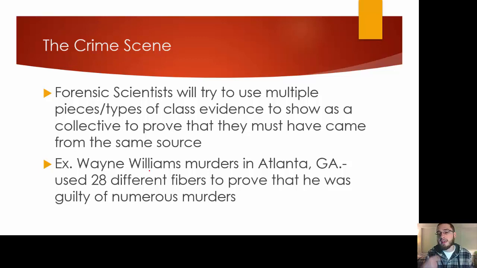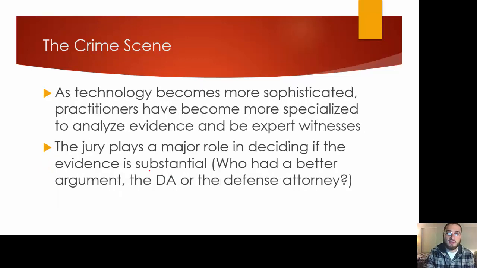So, if you only have one fiber and you say, oh, it's from polyester, a blue polyester sweater, well, that doesn't really do much. But they had 28 fibers, and they were able to prove, hey, there's no way that anyone else could leave these 28 exact same fibers as Wayne Williams did.